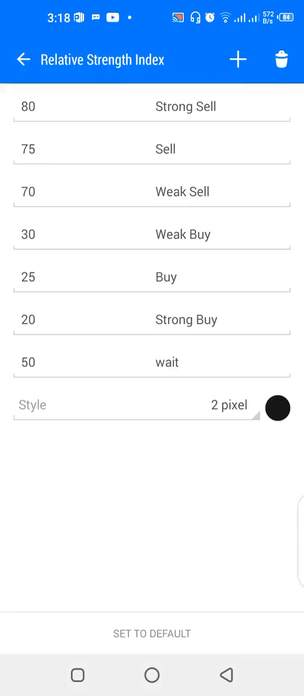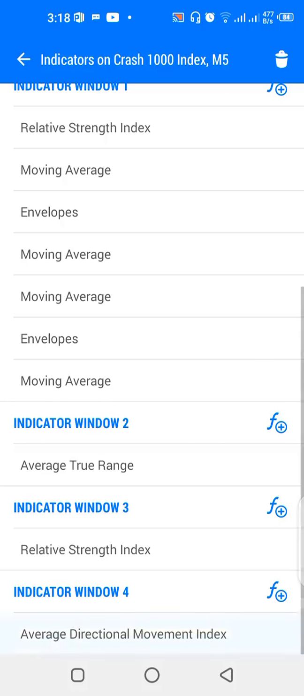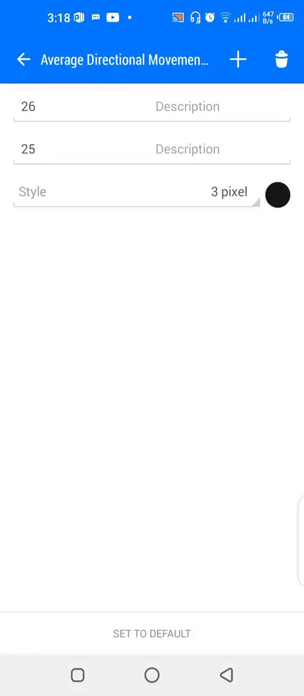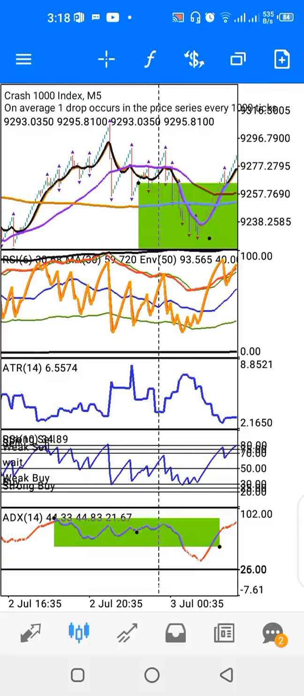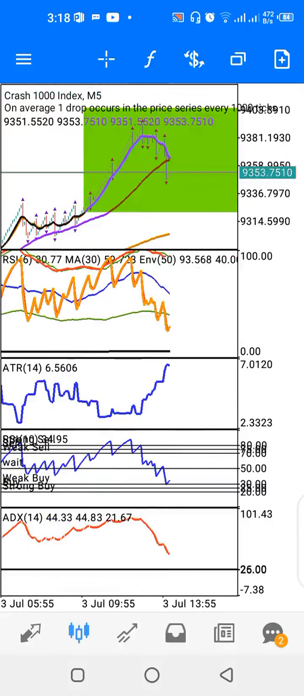Now let's look at the levels. We have 80, 75, 70, 30, 25, 20, and 50. Color is black. Then for indicator window 4, the ADX period is 14. The color is red. And the levels are 26, 25. Color is black. Now that's the settings for the indicators.